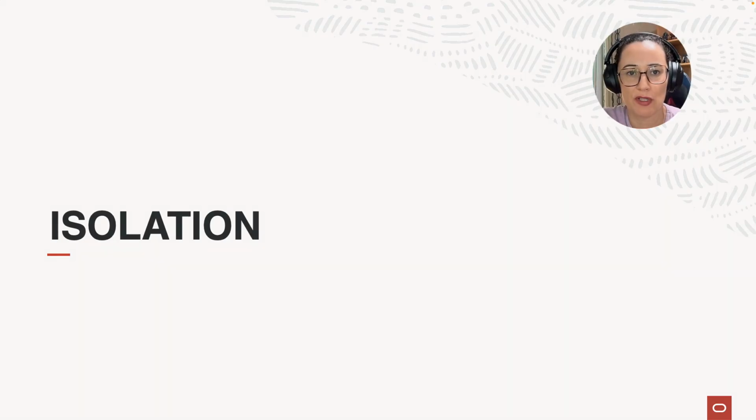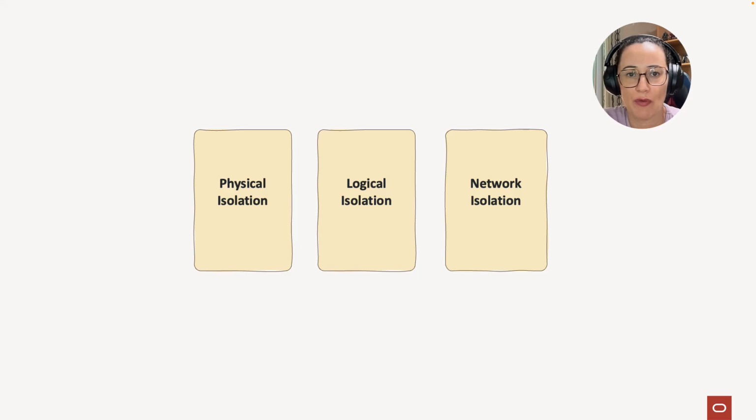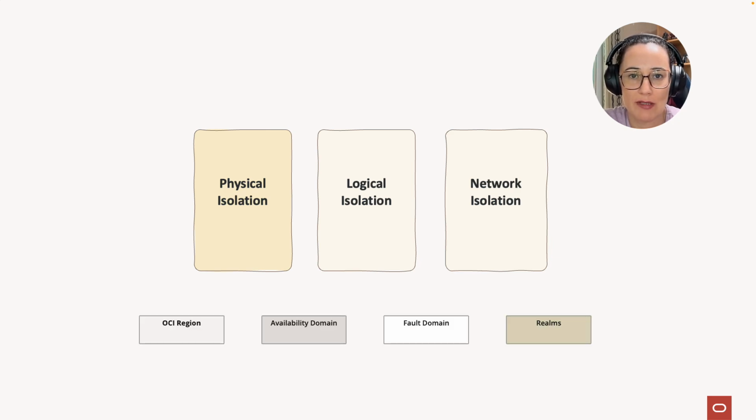Let us start with the second principle. Isolation is a fundamental component of the security and architecture model of any cloud infrastructure. OCI offers multiple layers of isolation to separate resources and safeguard workloads. In Oracle Cloud Infrastructure, we have multiple levels of physical isolation that ensure high availability, fault tolerance, and disaster recovery. These isolation layers include fault domains, availability domains, regions, and realms. We already have reviewed these concepts in the previous section in the location principle.